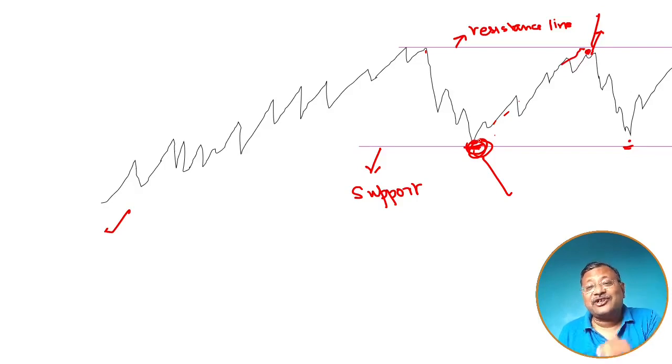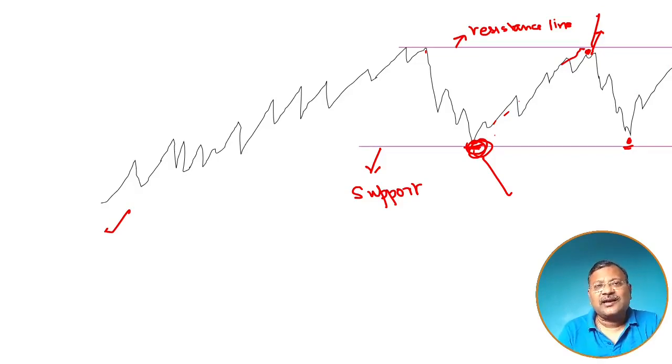So every time the share is touching its support level, there is a potential for the trader to buy it. For example, here again, the share is at the support level. So you can buy it here and maybe sell it here. So once we know the support and the resistance level, it becomes very easy for a trader to take a position.